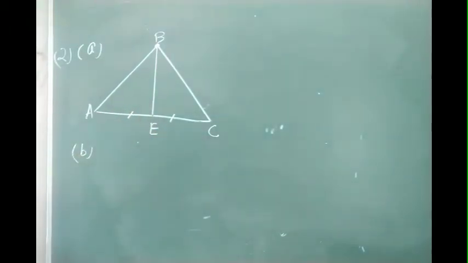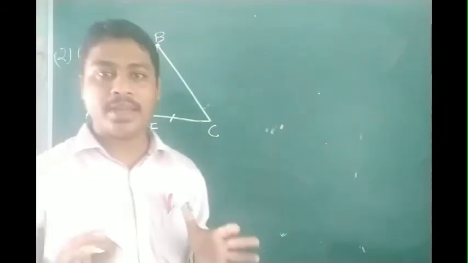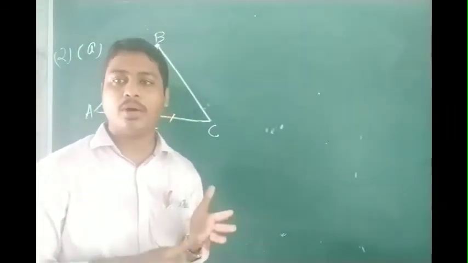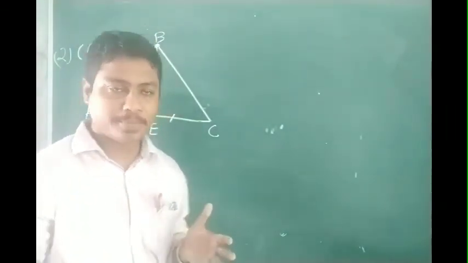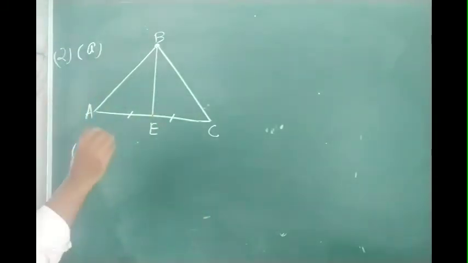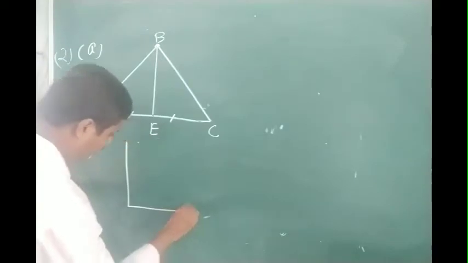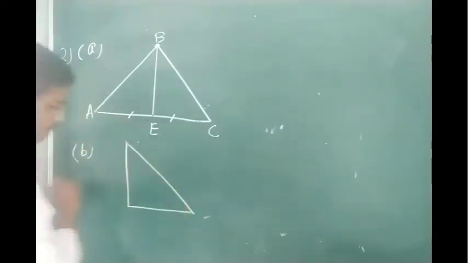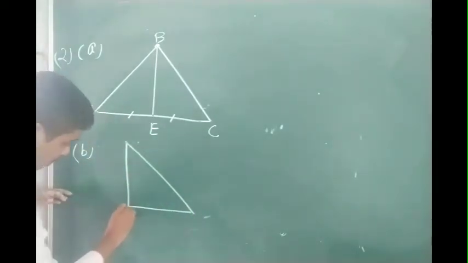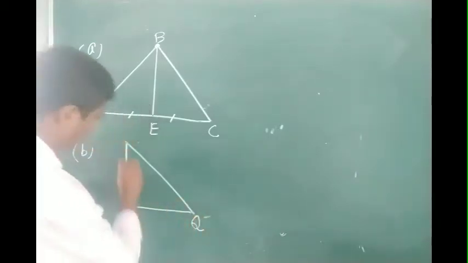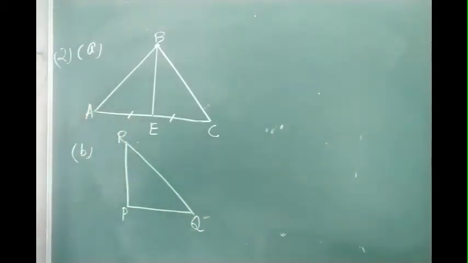Question number B. In triangle PQR, PQ and PR are the altitudes of the triangle. We know that for having an altitude, it should be always perpendicular to the side. Suppose we have to consider a triangle. This is suppose a right angle triangle. So this is P, this is Q, and this is suppose R.